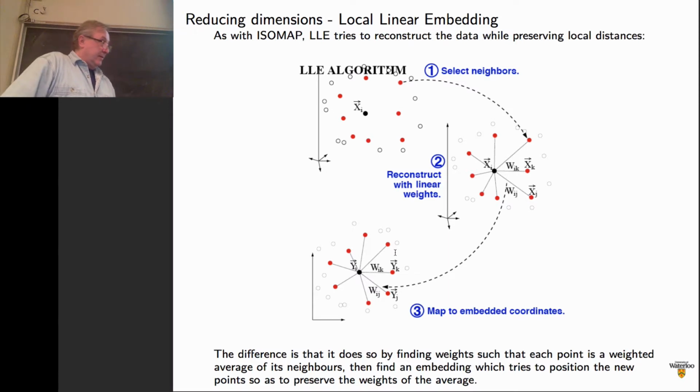Yep. How many neighbors should I choose? Good question. How many neighbors should you choose? Don't know. It's the same as we had with isomap, right? It's how many neighbors should you choose to get the local neighborhood graph. Should I use k nearest neighbors? Should I say everybody within an epsilon of the point? All good questions. Lots of choices.